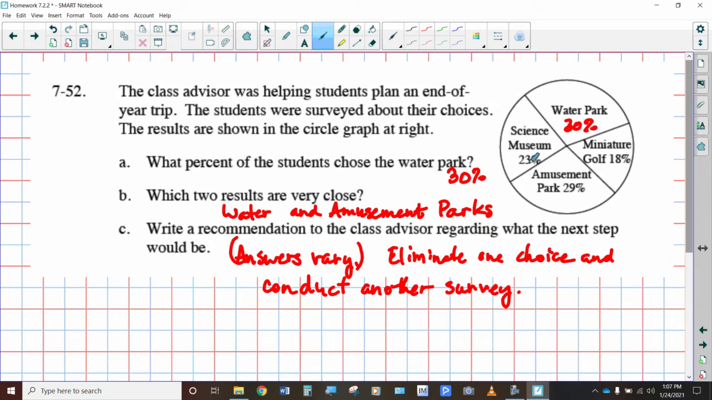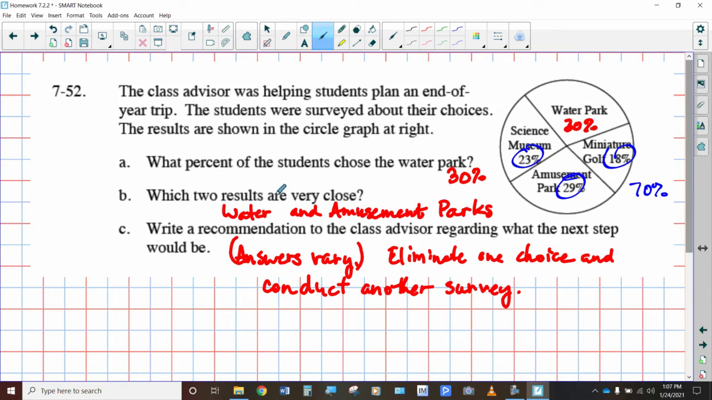Oh, I guess some of them might want to go there as well. So all three of these, when you add them up, add up to 70%, which means the rest of it has to complete the circle to get up to 100%, and so that's why the water park is 30%.